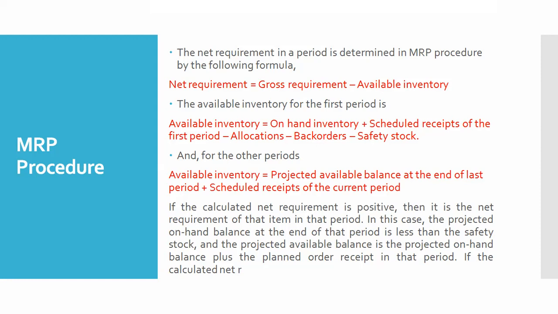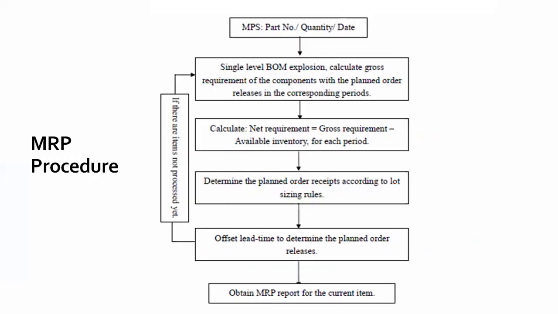So this is the MRP procedure: MPS part number, quantity, date. Then next you move on to the single level BOM explosion. Calculate gross requirement of the component with the planned order release in the corresponding period. Calculate net requirement, that is, the gross requirement minus the available inventory for each period. Determine the planned order receipt after that according to the lot size. Offset lead time to determine the planned order release, and then last is to obtain the MRP report for the current item.